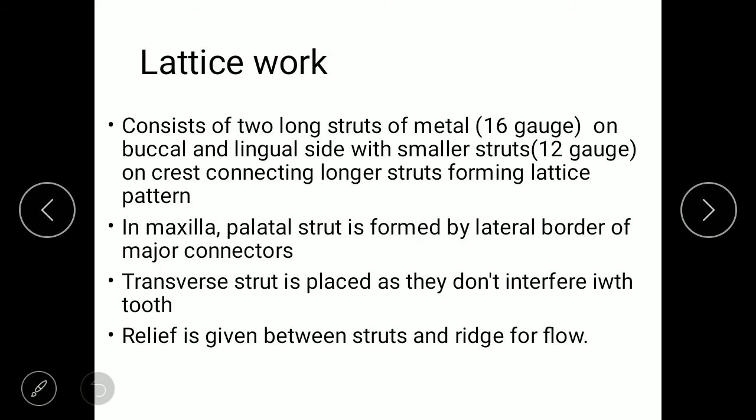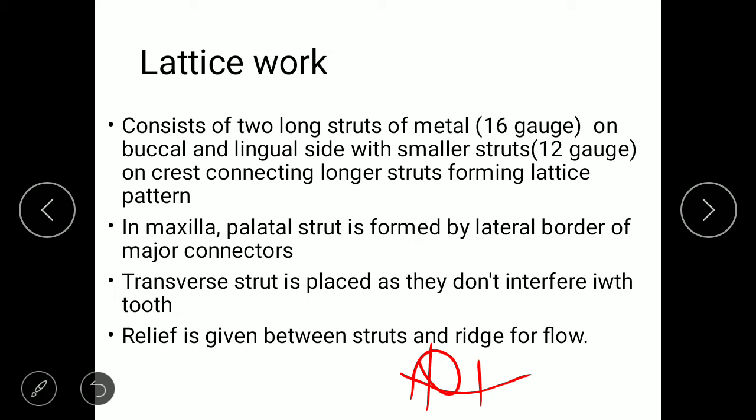Coming to the lattice work, it consists of two long studs of metal, 16 gauge, on the buccal and lingual side, with the smaller studs, 12 gauge, on the opposite surface of the long studs of metal. It should connect the longer studs so that it can form a lattice pattern. In the maxilla, the palatal strut is formed by the lateral border of the major connectors.